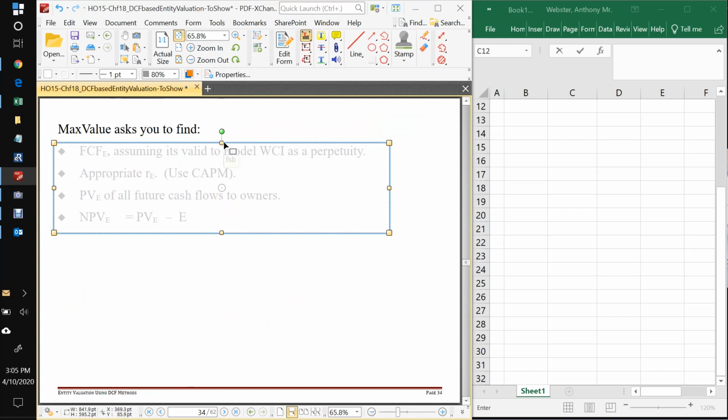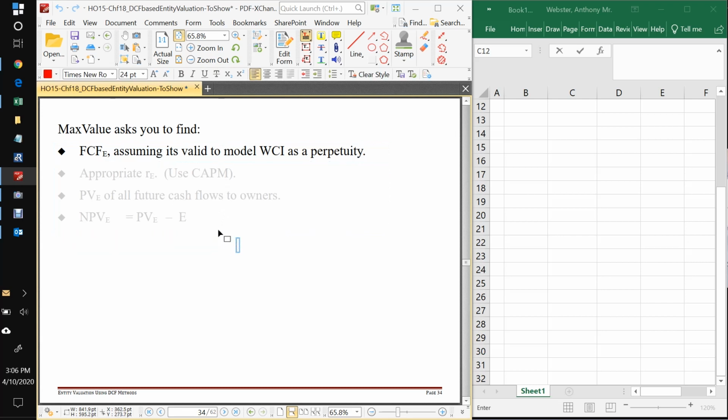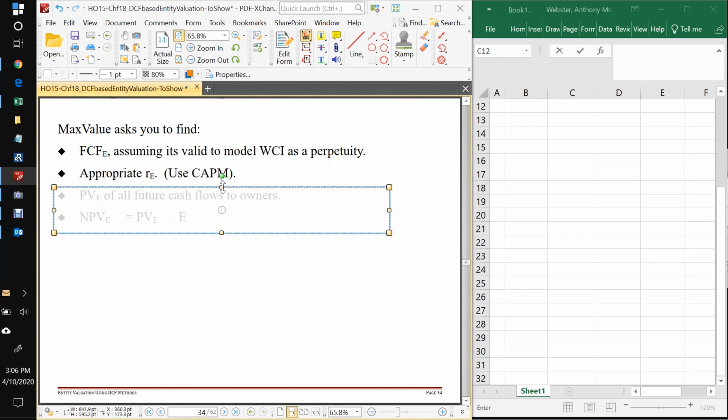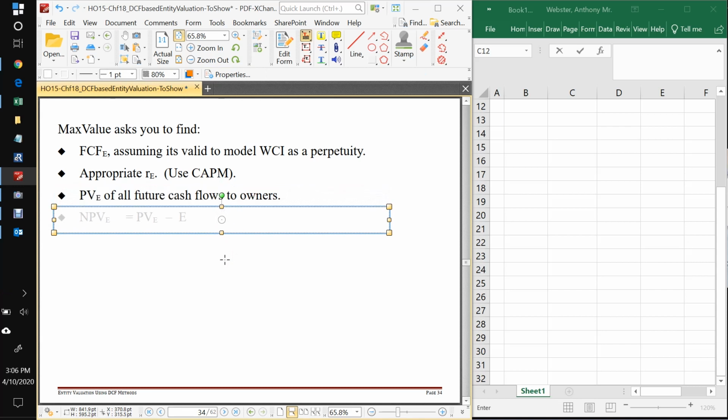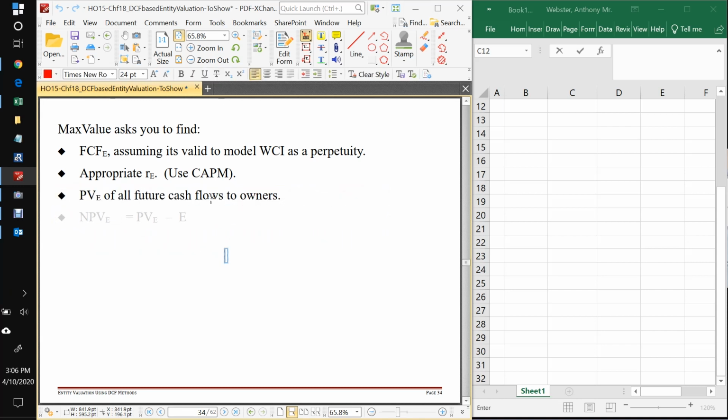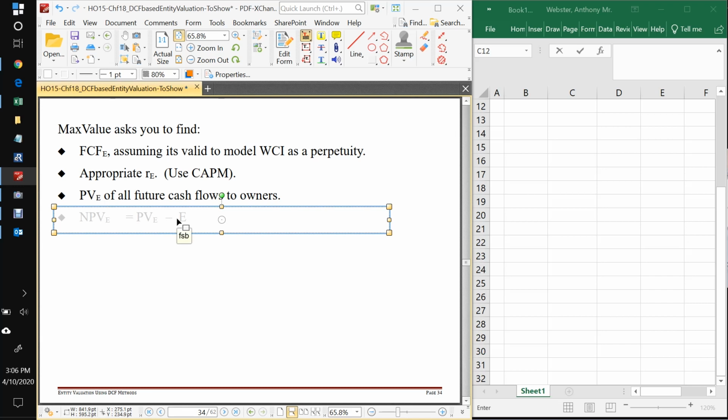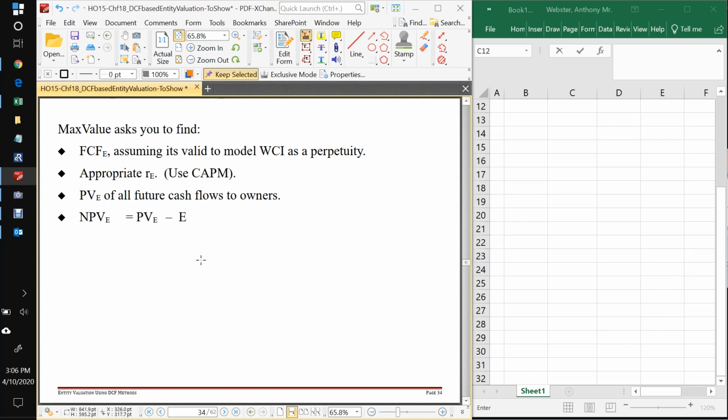So with all this information, Max Value, God help them, is asking us, fools that they are, to find out the free cash flow to owners that they'll enjoy, assuming that it's valid to model Workclose Inc. as a perpetuity, and also the appropriate equity cost of capital for discounting, and they'll say to use CAPM, whatever, that's fine. And then the PV of all the future cash flows to the owners, and we use the perpetuity formula for doing that. And then finally, with all that in our pocket, we can find out the NPV of this project, which is what?